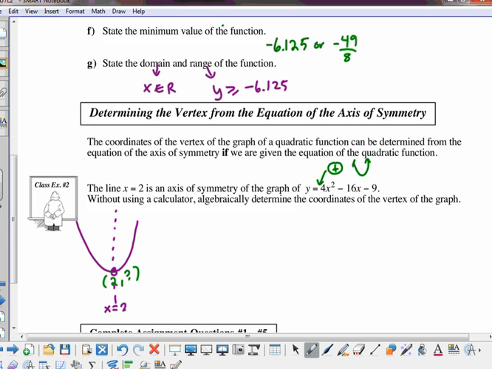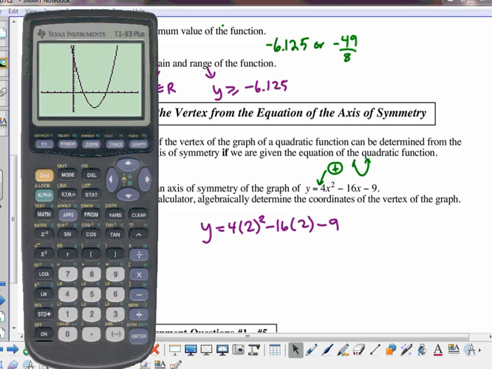So, without a calculator, find the vertex. Well, we already know the 2 for x. Could we plug it into the original to get the y? Yeah. So, y equals 4 times 2 squared minus 16 times 2 minus 9. Okay, let's just type that in.